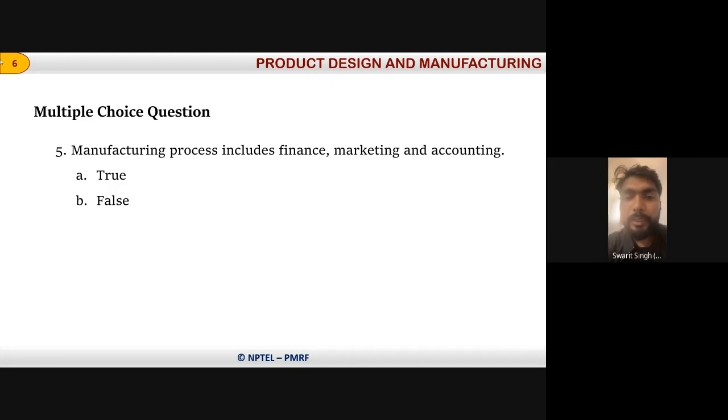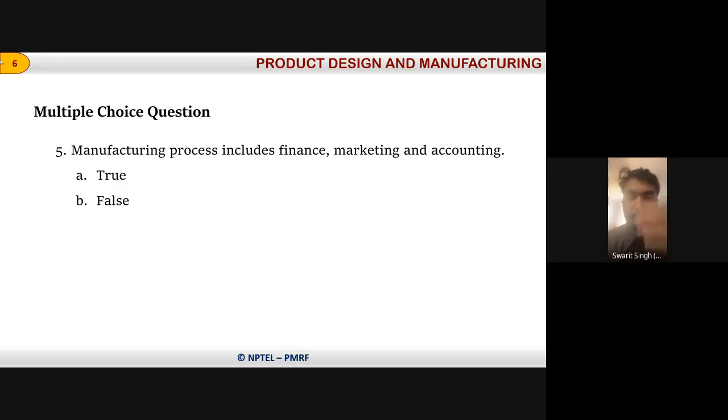So what do you think? In manufacturing, do we deal with finance and marketing when we are doing the manufacturing operation, when we are producing a component, when we are converting the raw material into some useful component? Are we really serious about finance, marketing, or accounting?